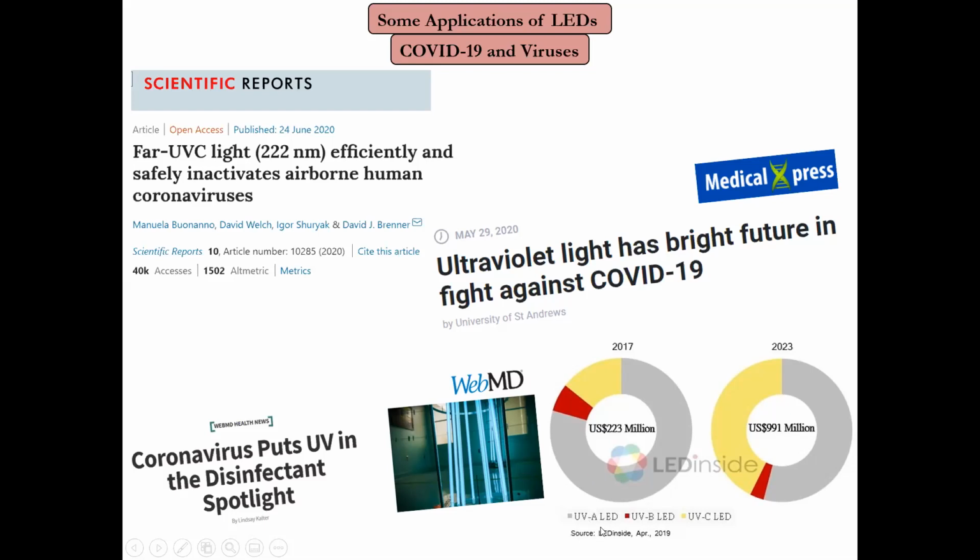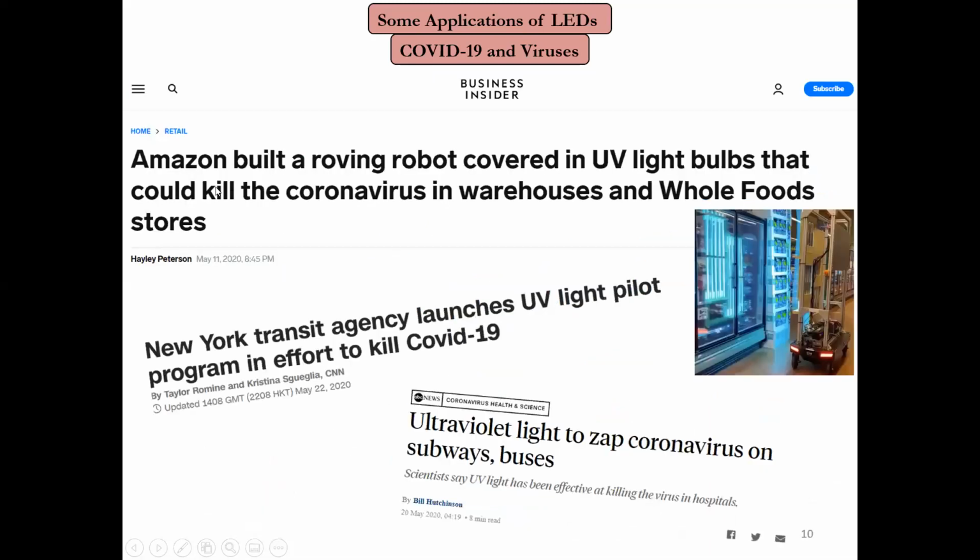Just this UV-based industry, we are not talking about other red, green, blue wavelengths, is increasing every year. From 2017 to 2023, it is predicted to increase from 223 to 991. Most of it will be invested in the UVC range, which is coming in handy in killing viruses. Amazon has built a UV robot to disinfect surfaces in stores and warehouses. The New York Transit Agency, subways, and buses worldwide are using it to kill coronavirus on the surfaces of public transport.